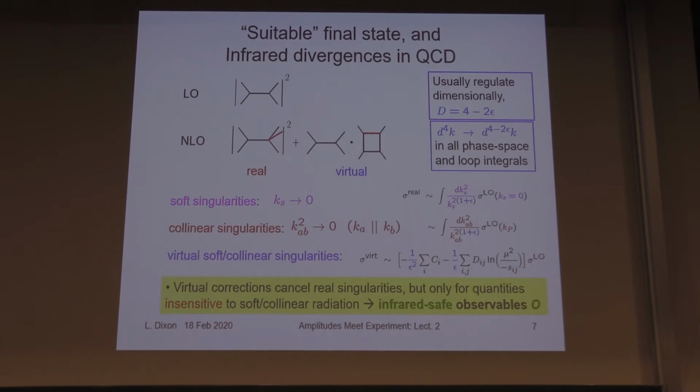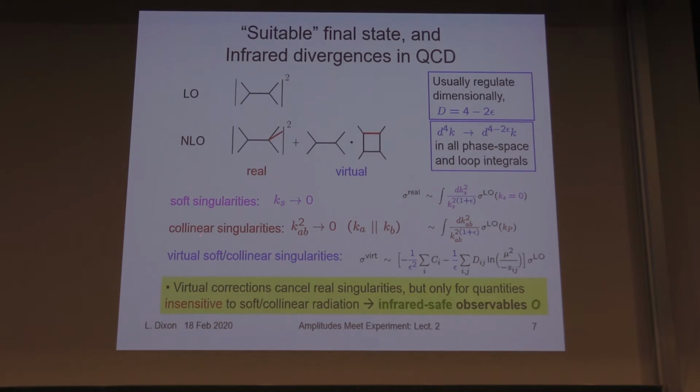As Eric was pointing out in his lecture earlier today, these contributions can have soft divergences, which he pointed out in the case of two massive lines exchanging a massless vector. But if these lines are massless, there will also be virtual collinear divergences, where the virtual momentum is parallel to one of the external legs.